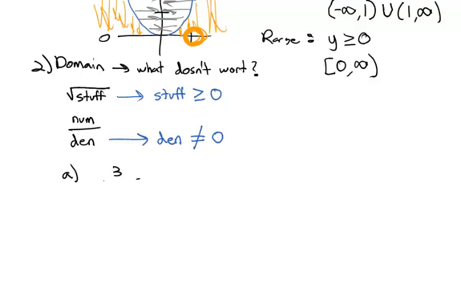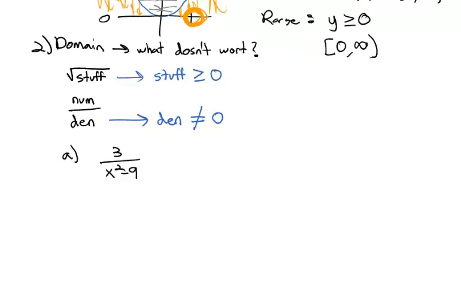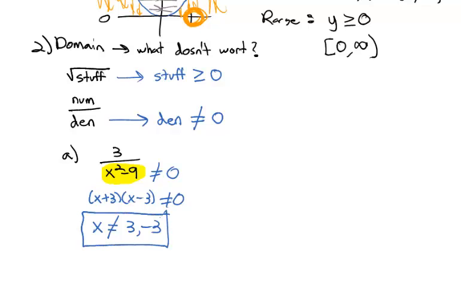So for example, if we have 3 over x squared minus 9, what can't happen here is the denominator of the fraction cannot equal 0. So if we want to factor this denominator, x squared minus 9, that's easy, x plus 3, x minus 3, that cannot be equal to 0. Well, that happens when x is equal to 3 and negative 3. So we're going to say x cannot be equal to 3 and cannot be equal to negative 3. That is our domain. Because if it was 3 or negative 3, we would have 0 in the denominator.